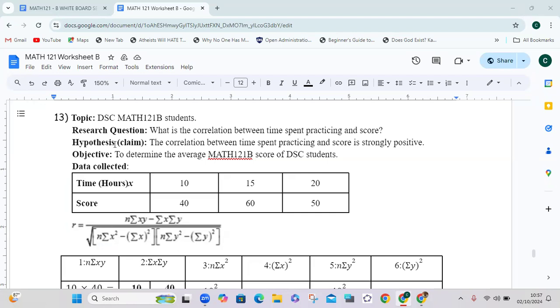And the hypothesis now says that the correlation between time spent practicing and score is strongly positive. So that was the response. So that is what was claimed. So now the objective is to determine the correlation, not the average, the correlation between time spent practicing and score.